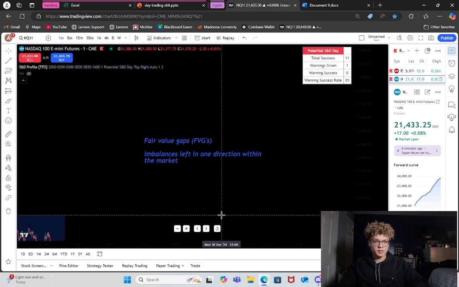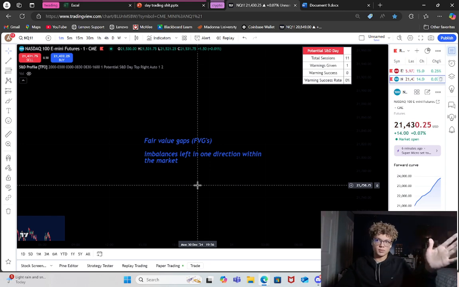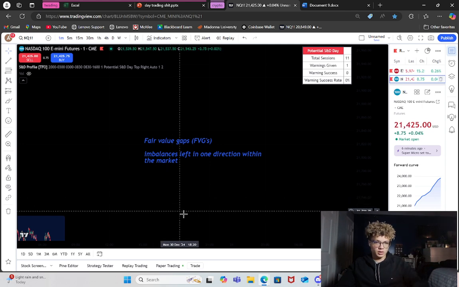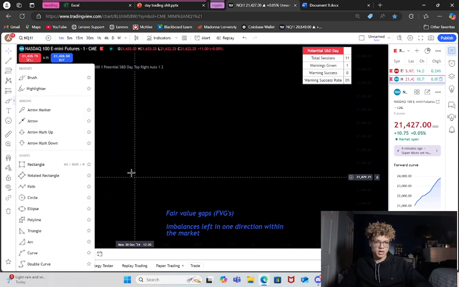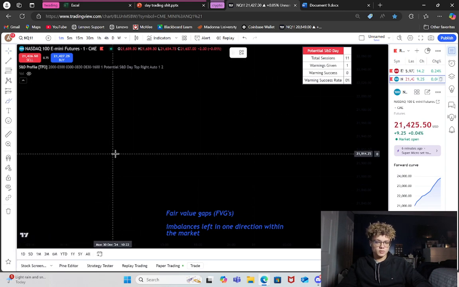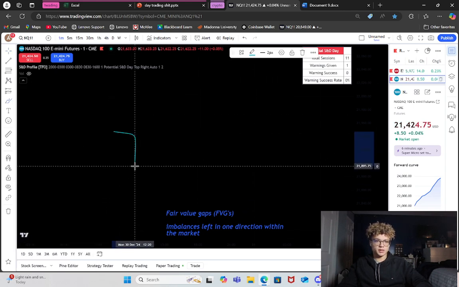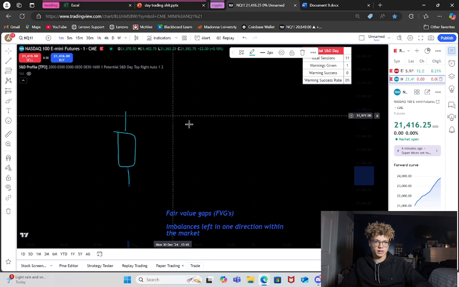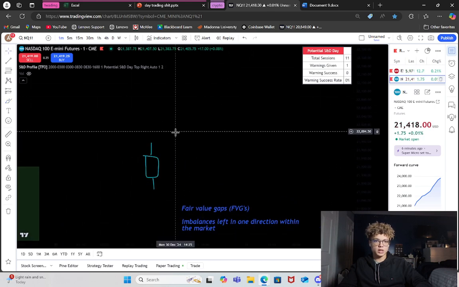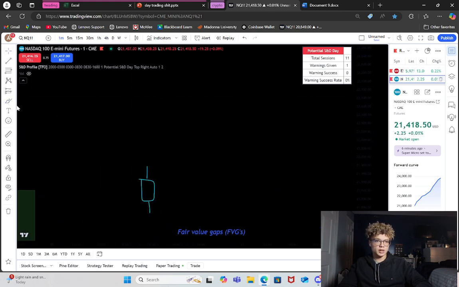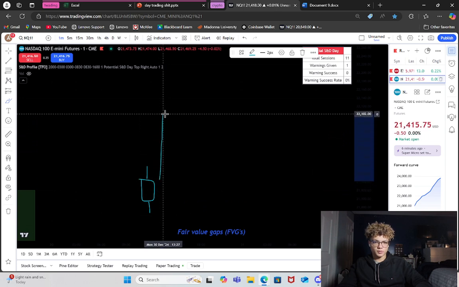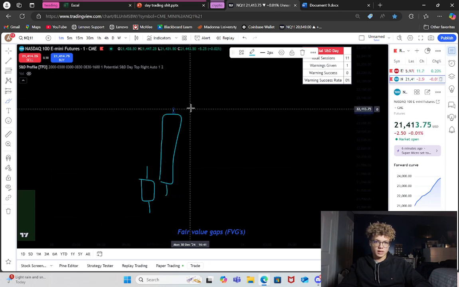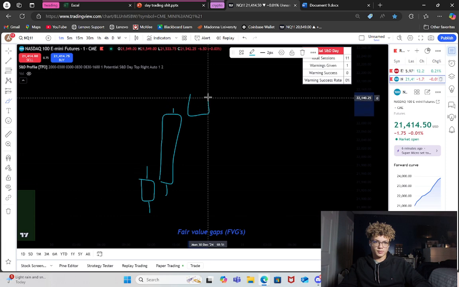In implementing fair value gaps, FVGs, that's how I'm going to be referencing them, there are imbalances left in one direction within the market. So I'll draw it out, of course. Let's say this is going to be an up candle. I'm not necessarily going to say it's a green candle because some people use different colored candlesticks. I don't really care what color candlesticks you use. So we have an up candle left here. We have another larger up candle right here, and then we'll have one more right here.